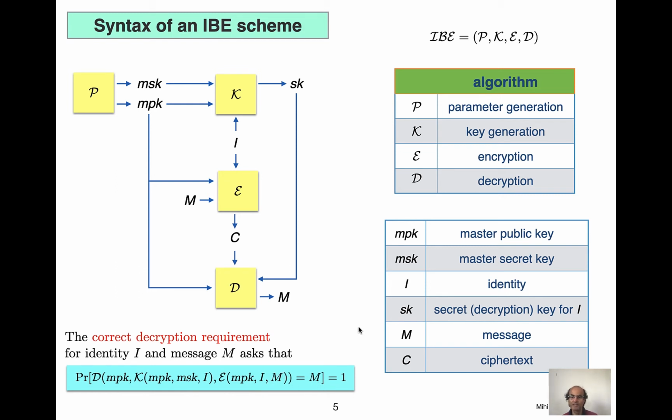Okay, so there's quite a lot of entities and algorithms here. Remember that these 2 master keys, public and secret, there's an identity, then there's a decryption key per identity, and as usual, messages and ciphertext.